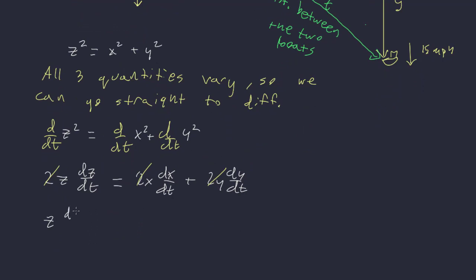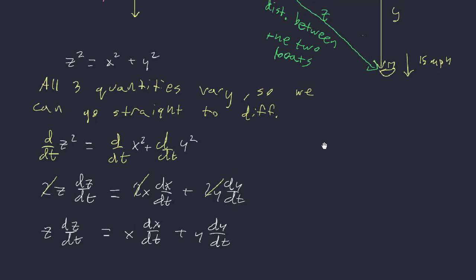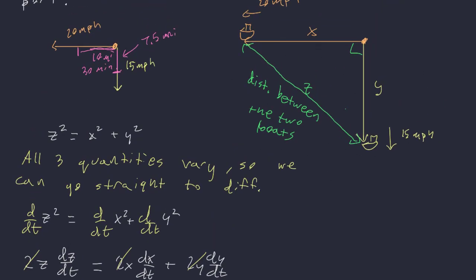So z times dz/dt is equal to x times dx/dt plus y times dy/dt. Okay, now we are trying to find the rate that this green length is changing. So that's what we're really looking for, the dz/dt. Now, even if you don't know that, what you're basically going to be doing is plugging in everything you can and solving for the missing quantity.